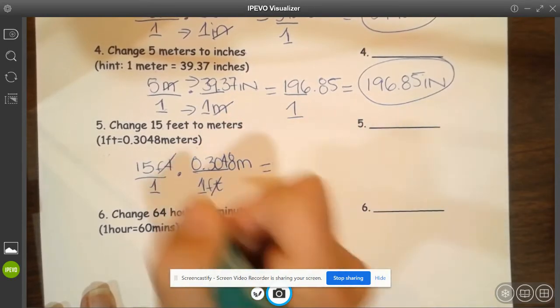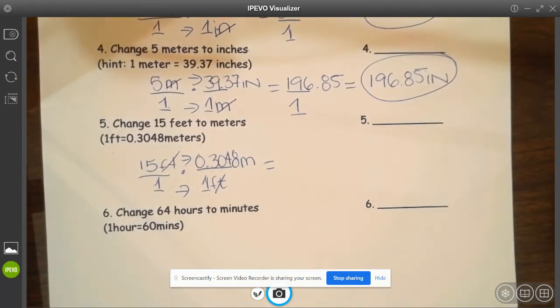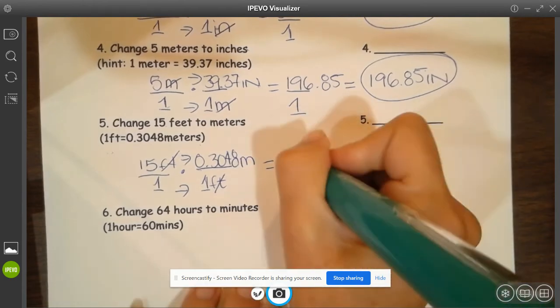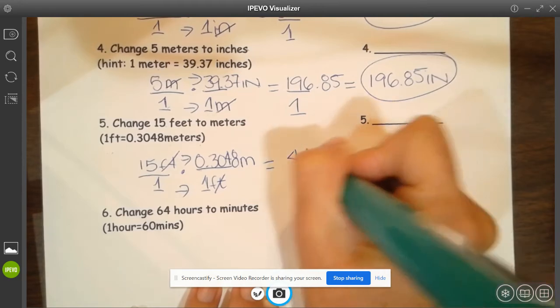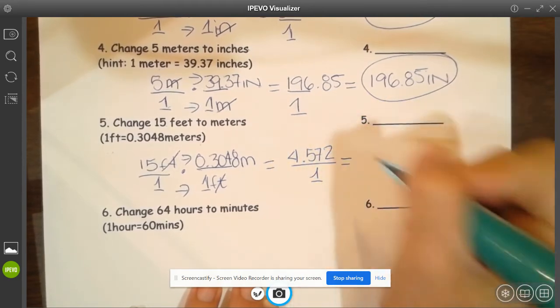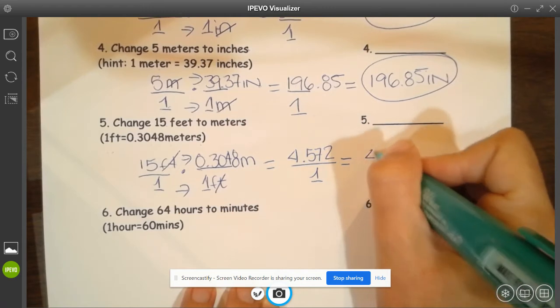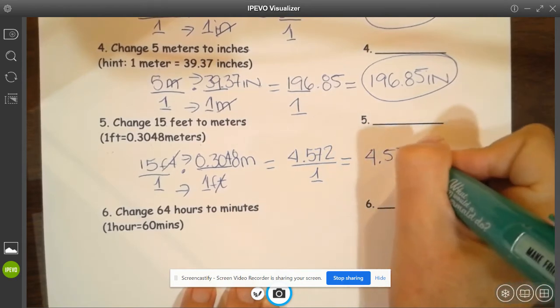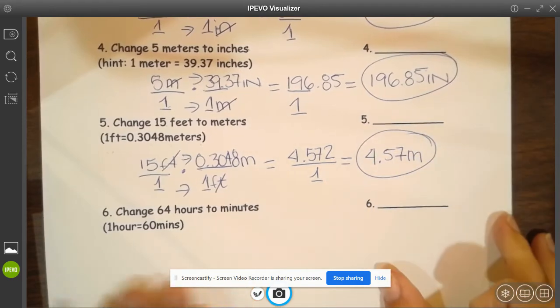I want meters, and then I multiply across. That's 15 times 0.3048. That's 4.572 over 1. And then I simplify this because I only need 2 decimals, so 4.57 what? Meters. That's my answer.